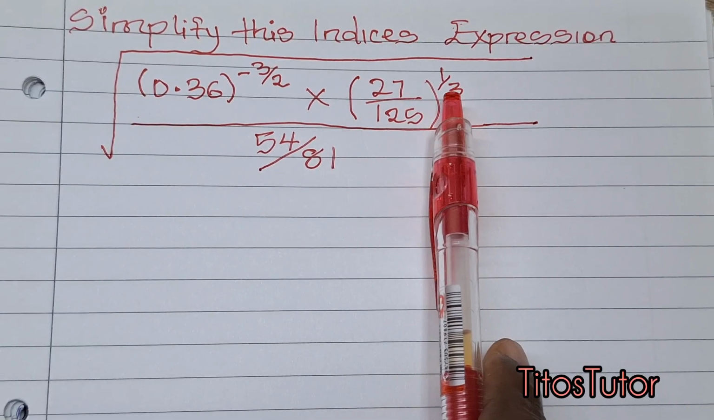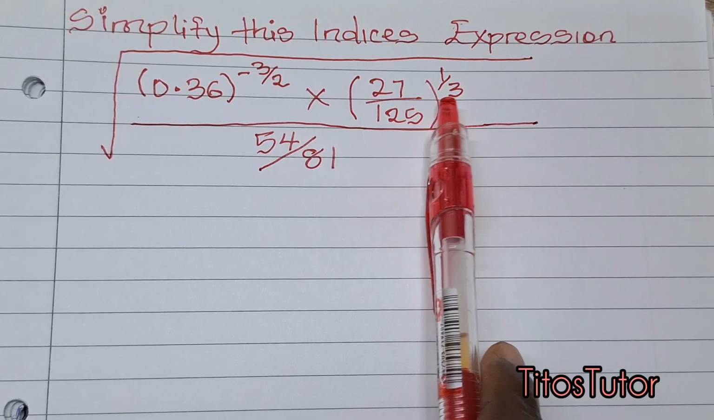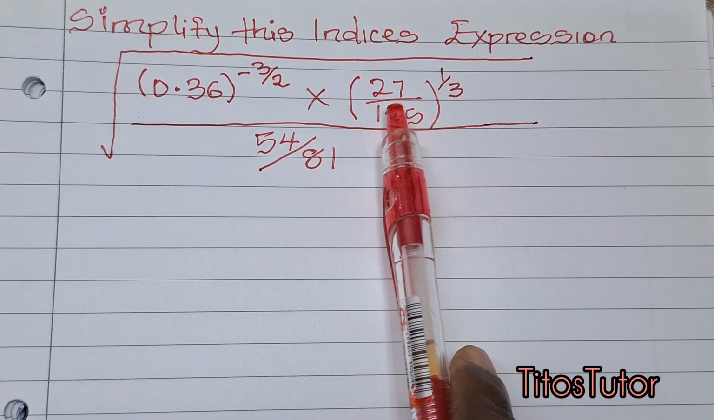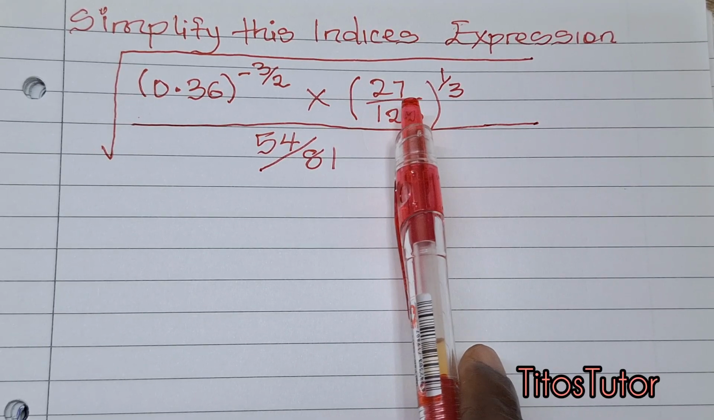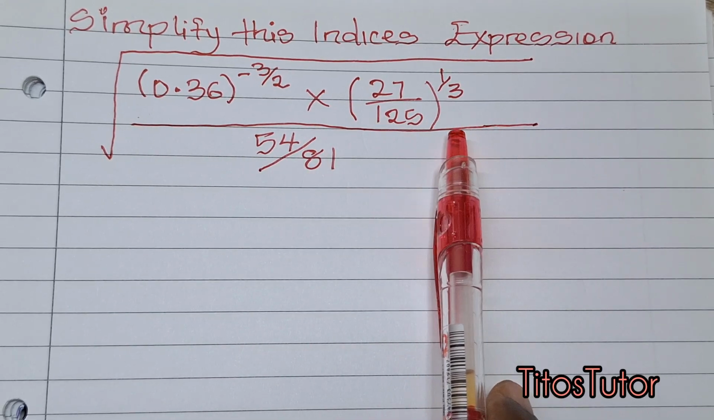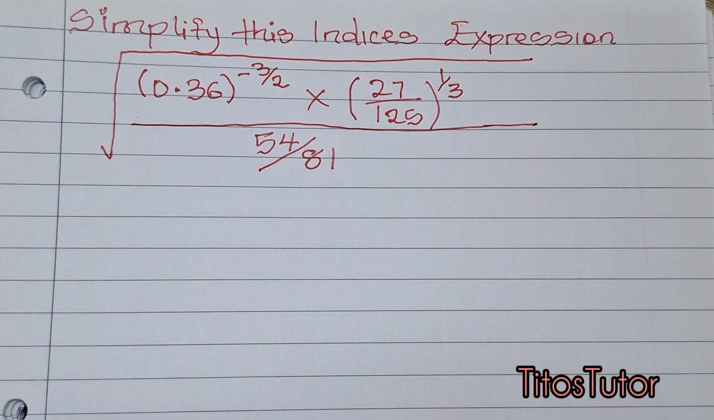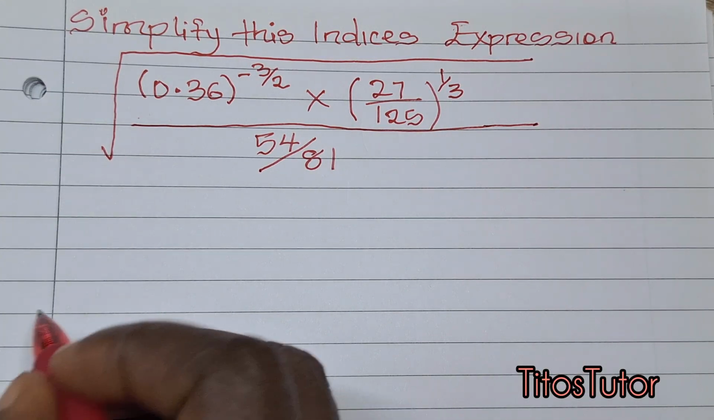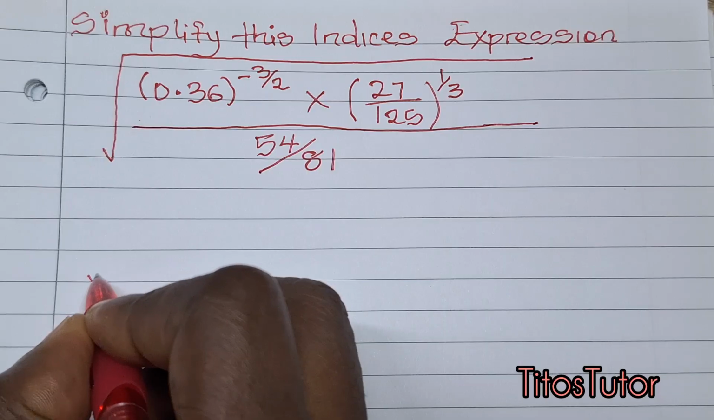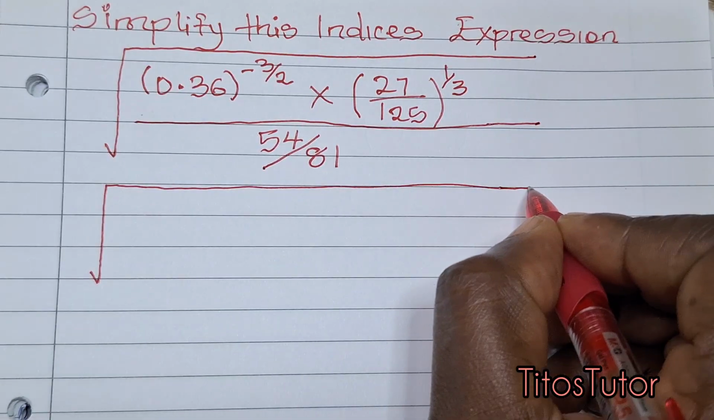This one is raised to the power of 1 over 3. The fractional law says we're going to do the denominator root. So we're going to do the cube root of this fraction to simplify this. This long division line can actually be turned into just divide by 54 over 81. Okay, so remember that your long square root stays over it all.